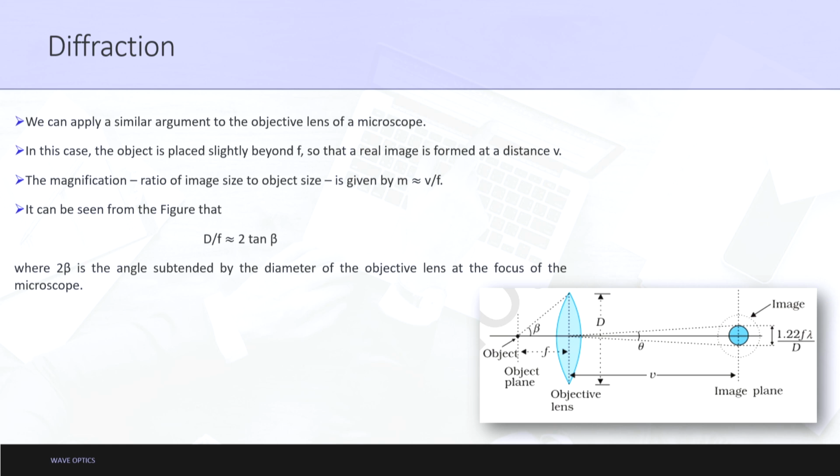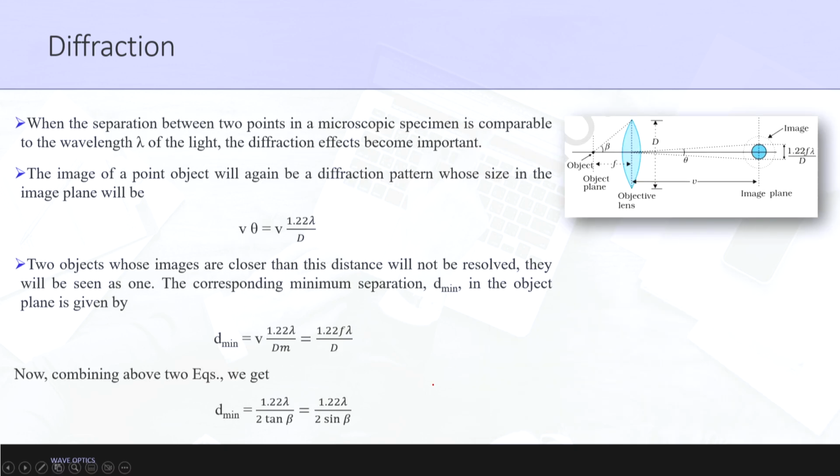So in the last lecture we understood some concepts. These were similar to the optics concepts. As we know, magnification is v by f. What is v here? v is the distance from the lens at which the image is formed. What is f here? f is the focal length. Also from this we calculated that d by f is approximately equal to 2 tan beta, where beta is this angle subtended here. Then finally we got the minimum separation for which the images will be resolved, that is, they won't combine into a single entity: d min is equal to 1.22 f lambda upon capital D.